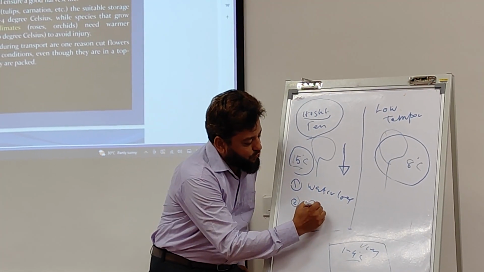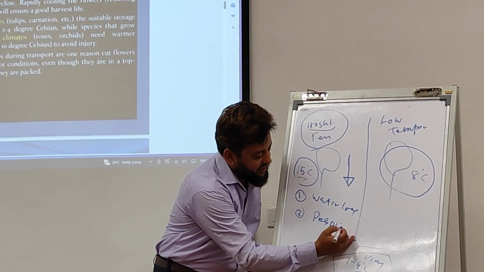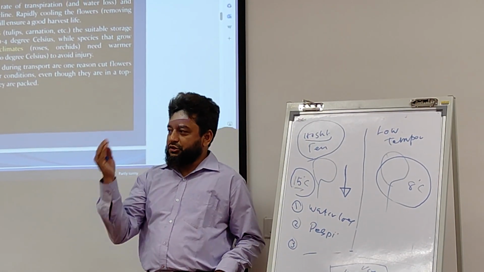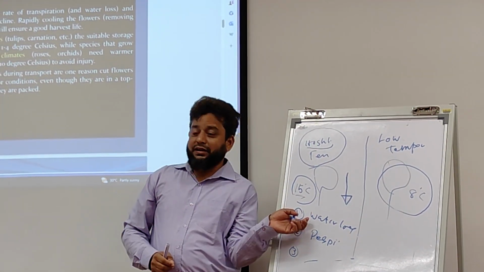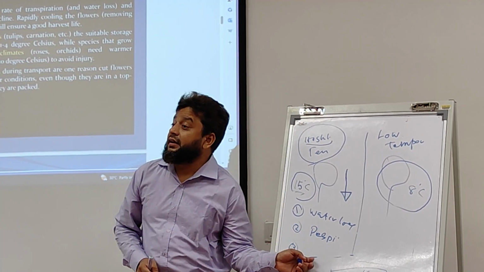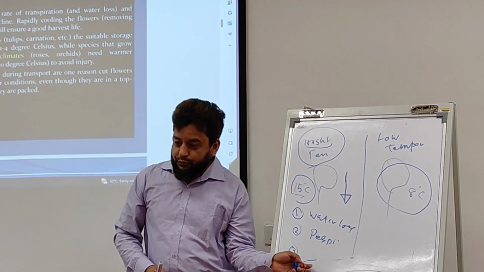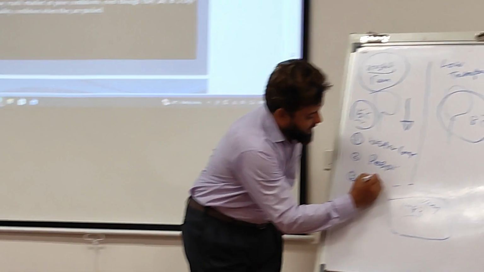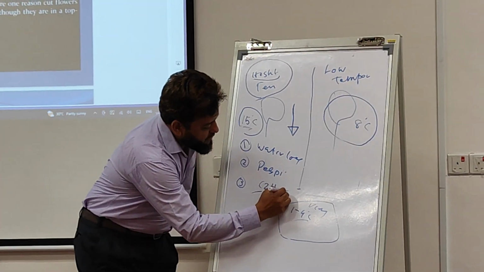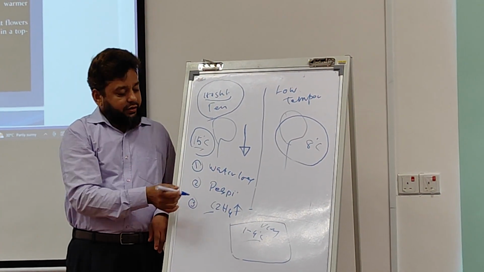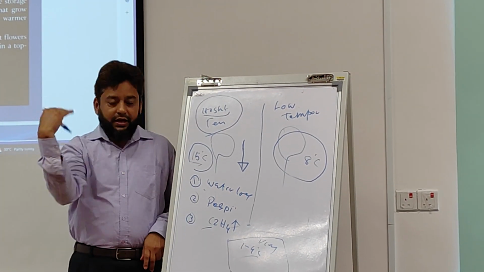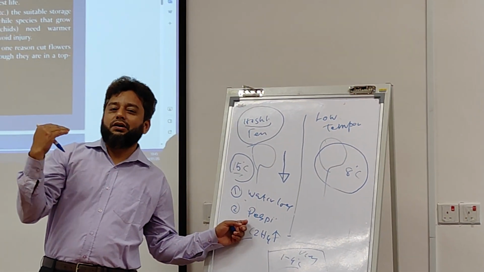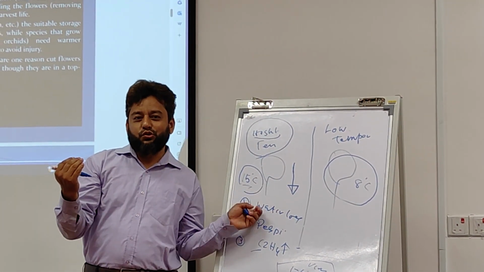It means the rate of respiration also will be very high. So for number three, if the loss of water and loss of food are very high, then will ethylene production be low or high? High. So that will also be high. So if one to three are very high, then the storage life will be low.